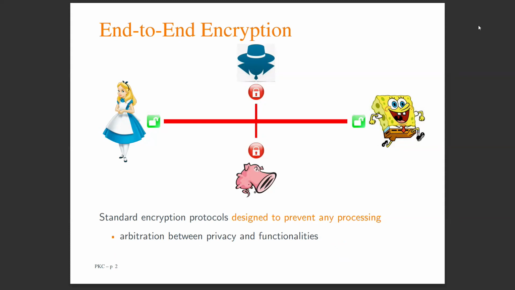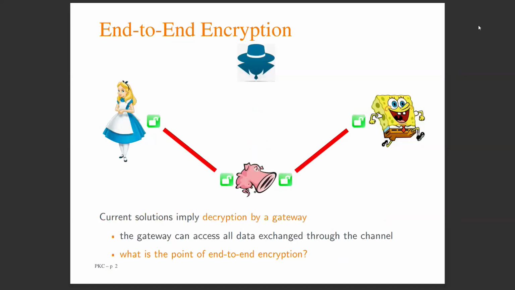So it means that there is some kind of competition between privacy and functionality. So we have to choose between them. And in practice, privacy does not win because in most situations, what we see is a proxy that will act as a man in the middle that will decrypt the whole stream and then perform the processing directly on the clear data. So this questions the very point of end-to-end encryption. And so the question we want to solve is, can we do better than that?